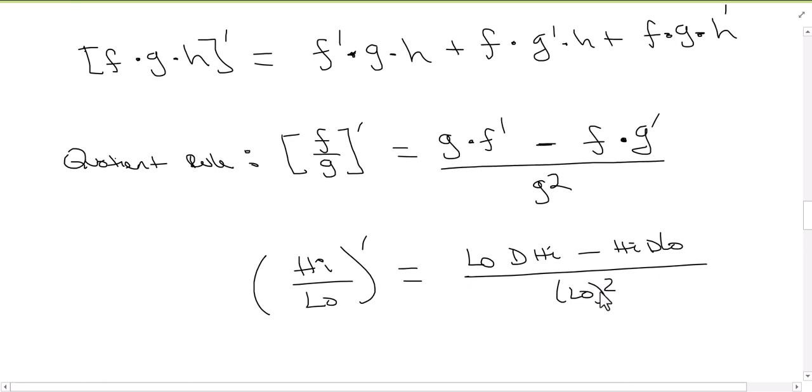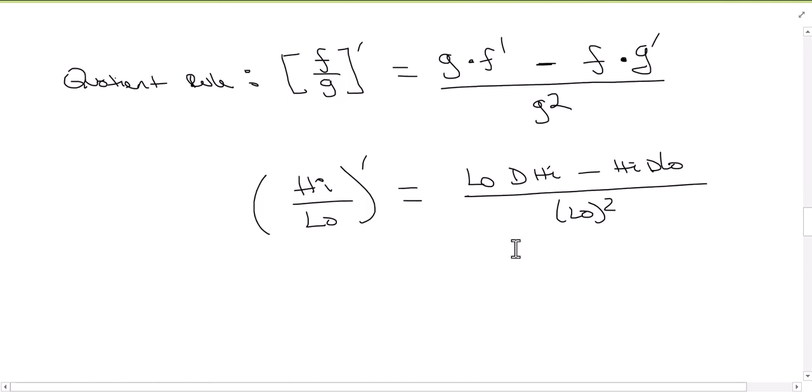So that's kind of one way to remember the quotient rule. The important thing is to remember that the quotient rule has a minus and the order is important. You always take the derivative of the numerator first. So let's try our quotient rule examples.